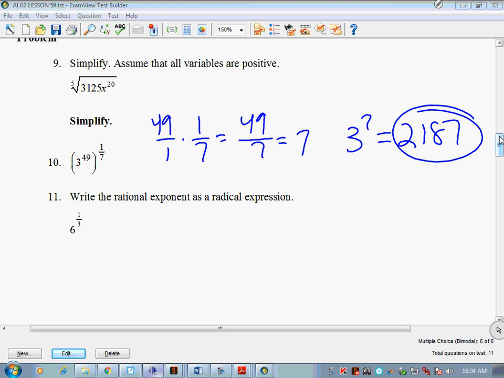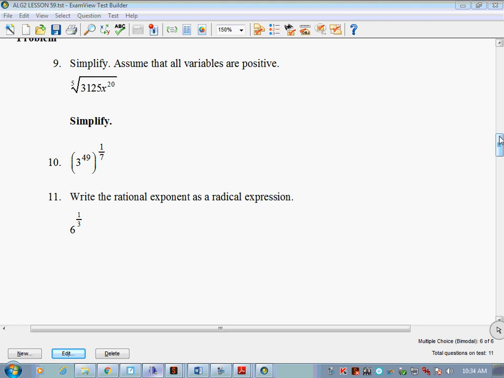All right, last question. Write the rational exponent as a radical expression. What goes inside my root? 6. What is the root? 3. And what is the exponent? 1. I don't even have to include the 1. But I should get the 3rd root of 6.